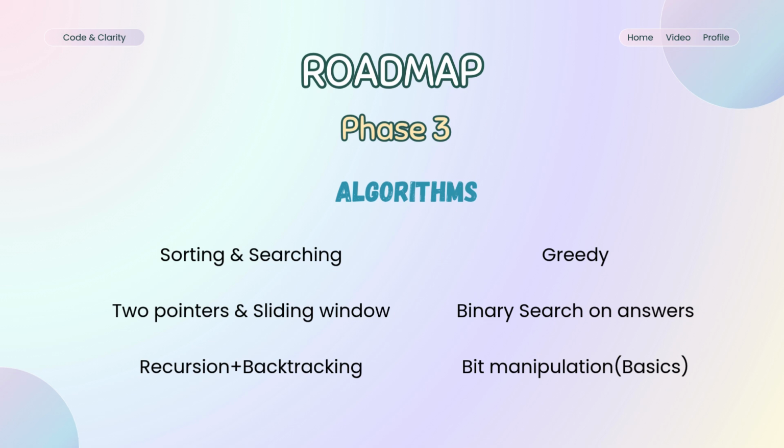Next, move on to the recursion and backtracking. Recursion and backtracking are used to solve mainly puzzles, paths, decisions, these type of problems. Then move to the greedy approach. Now, greedy approach basically optimizes the path with simple choices. Then move on to the binary search on answers. This is advanced, but it is powerful.